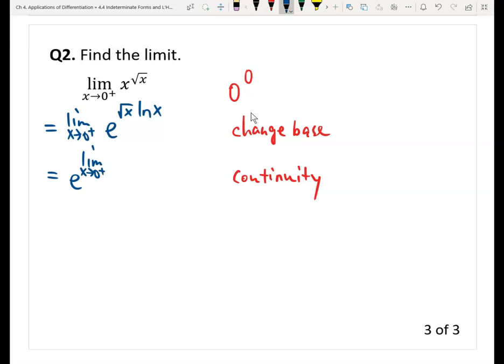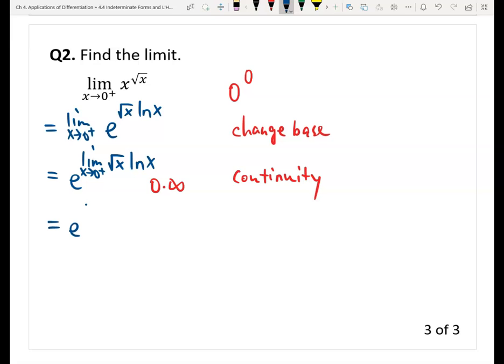x approaches 0 from the right, and then the limit is square root of x times ln x. Okay, now what do we have? We have a product. Let's check the type. Square root of x approaches 0, so the type is 0 times ln x, which approaches negative infinity. So we have this type, that's indeterminate. What do we do? Change it to a quotient, right? We did it in the last video. We're going to change it into a quotient.